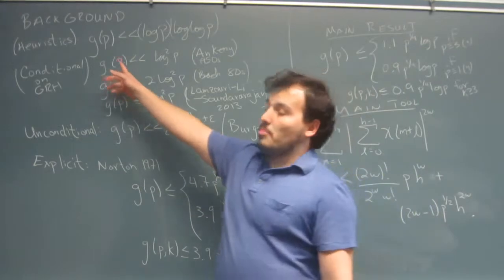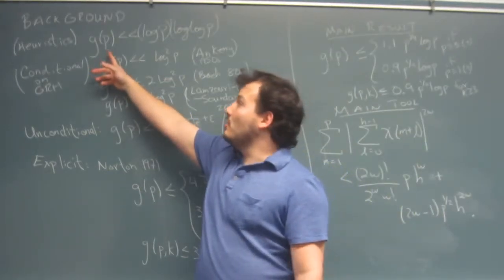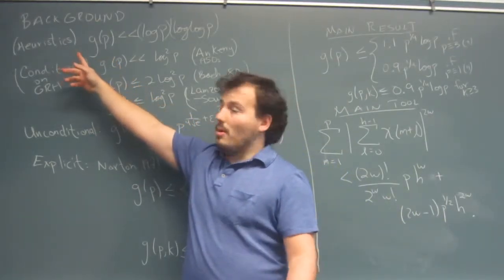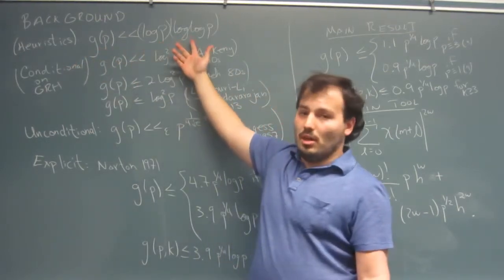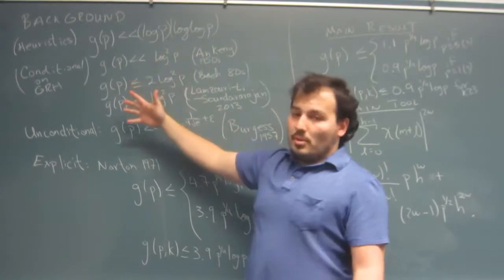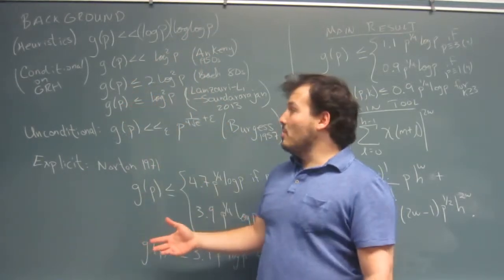If you let g of p be the least quadratic non-residue, then heuristics using probability suggest that g of p is smaller than log p times log p. What can we prove if you assume the generalized Riemann hypothesis?